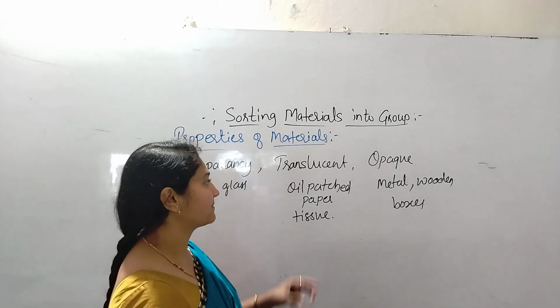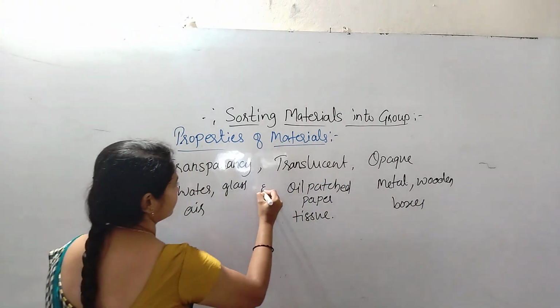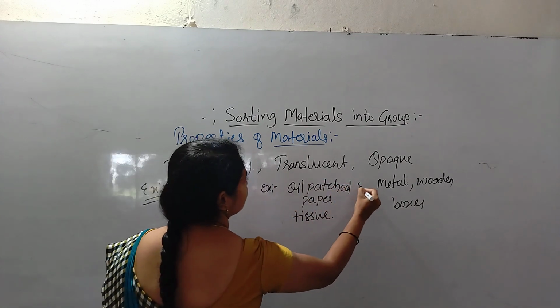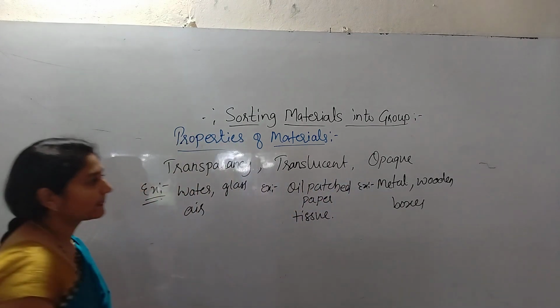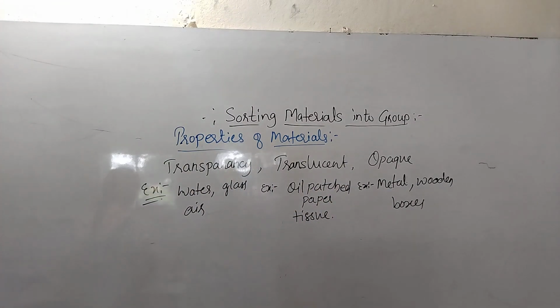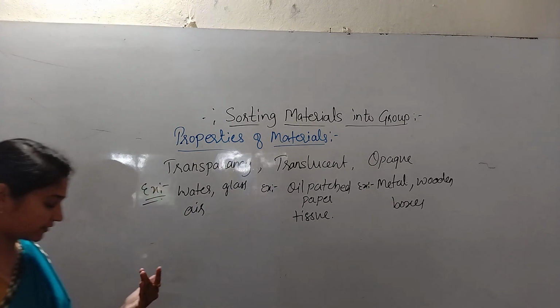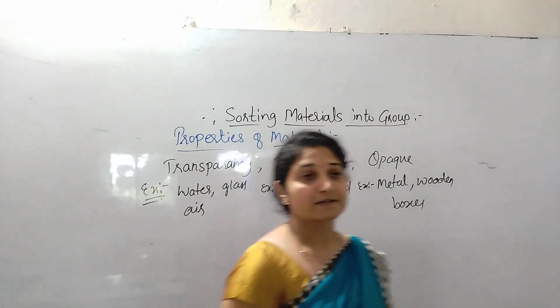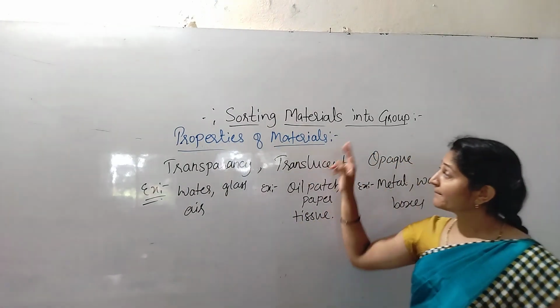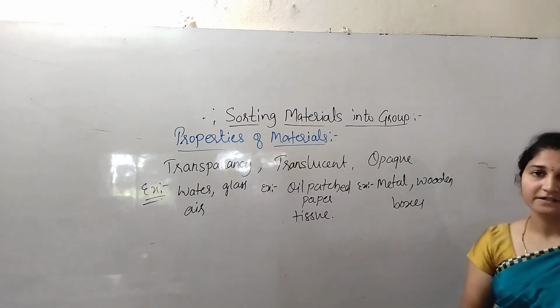These are some examples for opaque. So here, with the help of all these properties, we are going to group the materials. We are going to sort the materials into different groups.